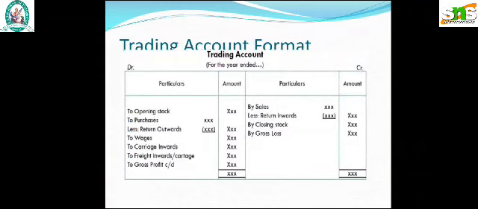See, there are two sides, debit and credit side. From the debit side, first one is opening stock, then purchase. You want to list the value of purchase written from the purchase. Next one is wages, carriage inwards, freight inwards. Then the credit side, by sales, list the value of sales written from the sales. Next, closing stock. Then the balance figure mentioned on the debit side is called the gross profit. Then the balance figure of the credit side is called the gross loss.